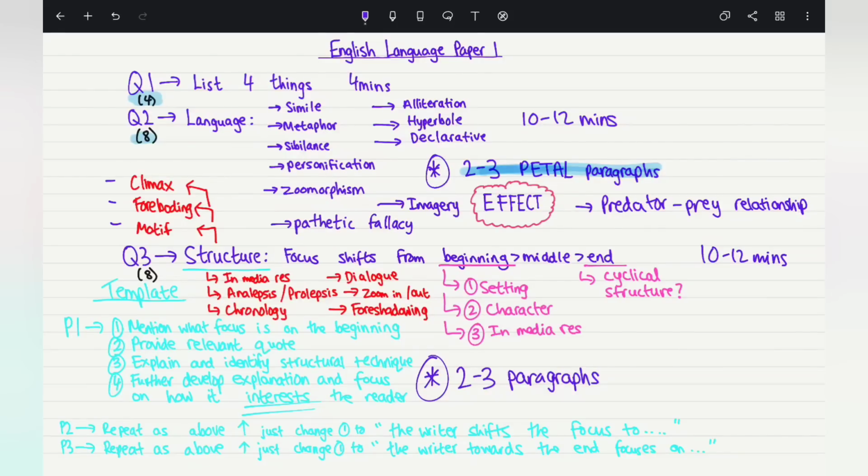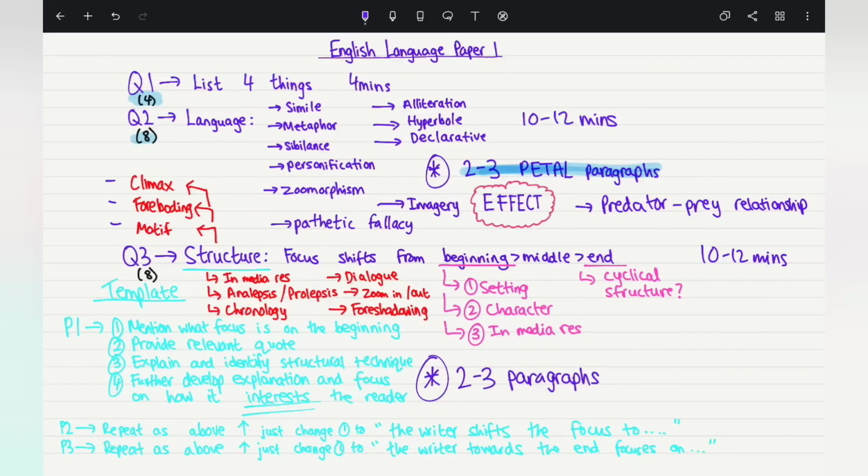And obviously the last one, paragraph 3, repeat as above, follow the same system, just change number 1 to the writer towards the end focuses on... And you follow that system to score your 8 out of 8. Bam, that's it. That's all you have to do for question 3. This question is again something that a lot of students have confusions regarding. Remember, you don't provide language analysis, so you don't talk about the adjectives or emotive language personification. That's not required for question 3.